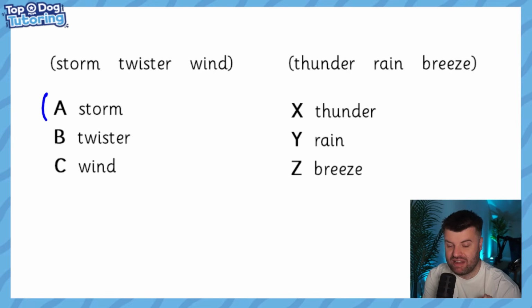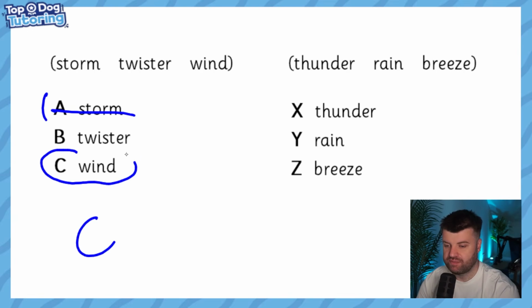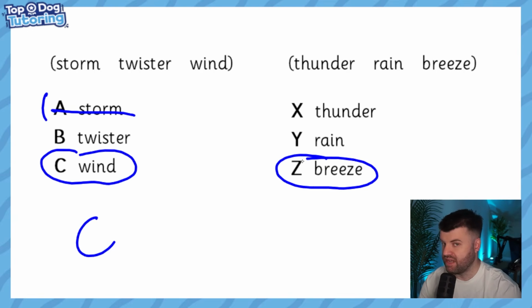Do you get these different descriptions of different types of weather when you're talking about storms? Yes. But are they synonyms? Are they closely related? Do they mean the same thing? No. The answer to this question is C, wind, and Z, breeze. They mean the same thing.